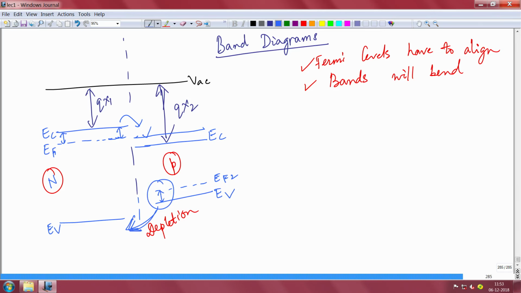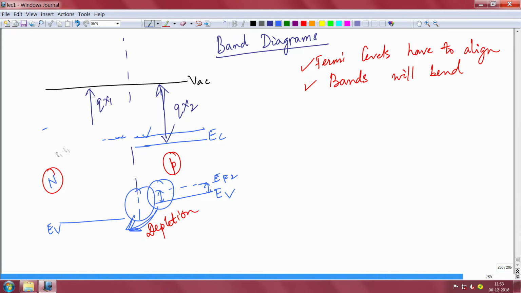Far away from the junction, the spacing between the Fermi level and the valence band will not change, and far away from the junction the conduction band and the Fermi level on the n side also will not change, just like in a p-n junction in silicon. Only around this point and this point will your bands bend, in order to form a p-n junction, and the Fermi level has to align.